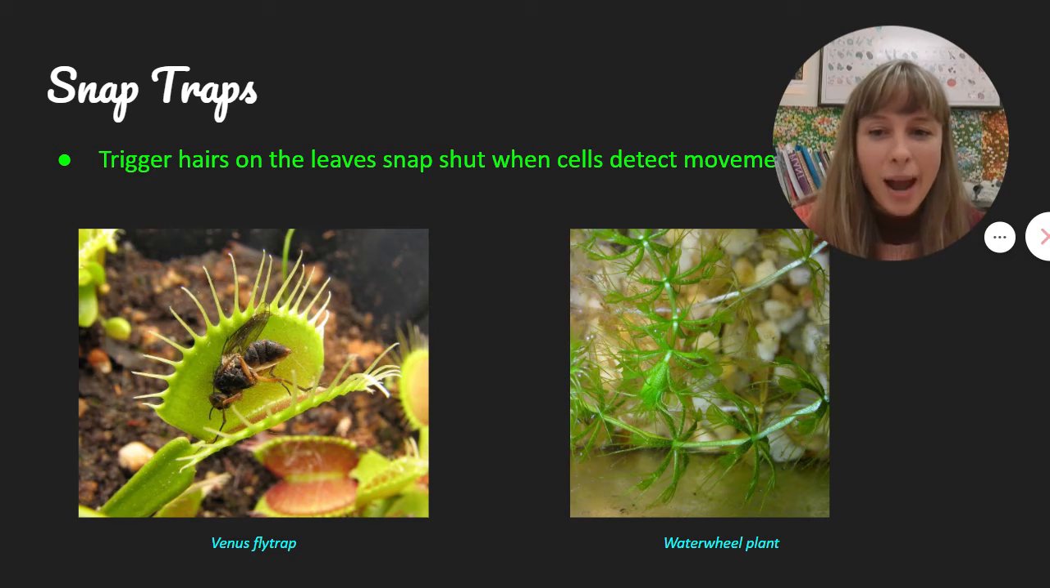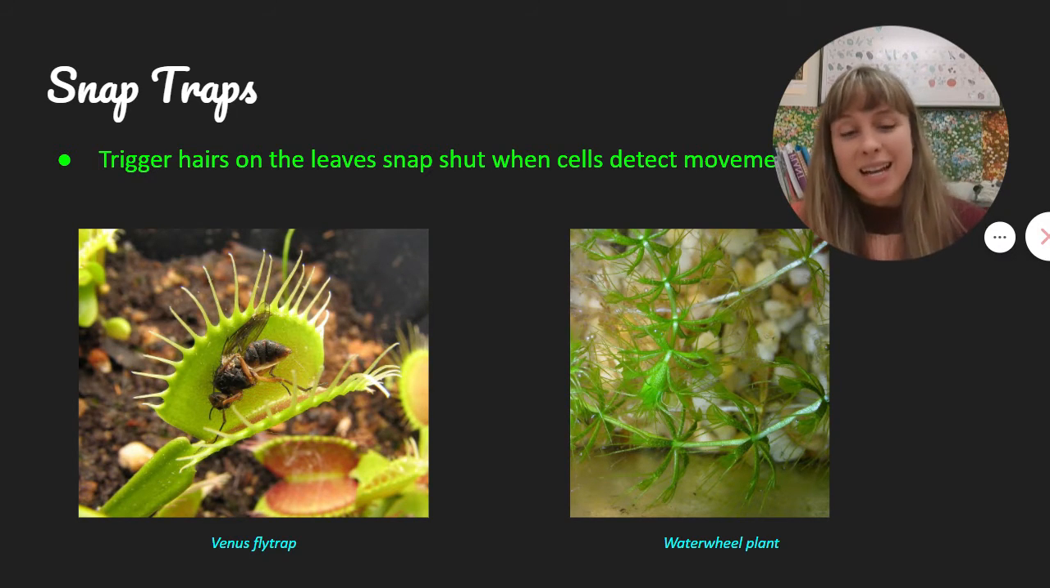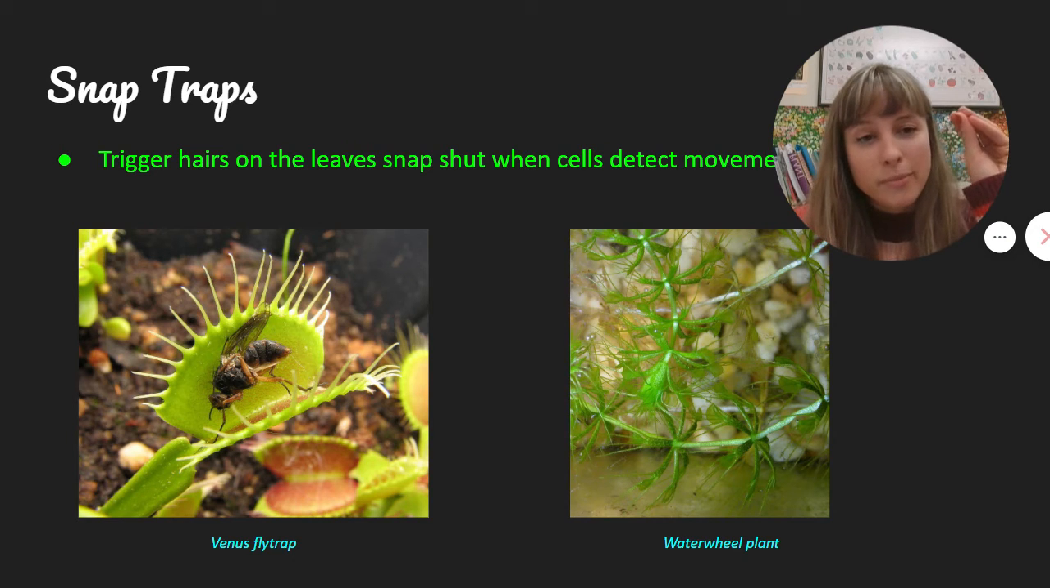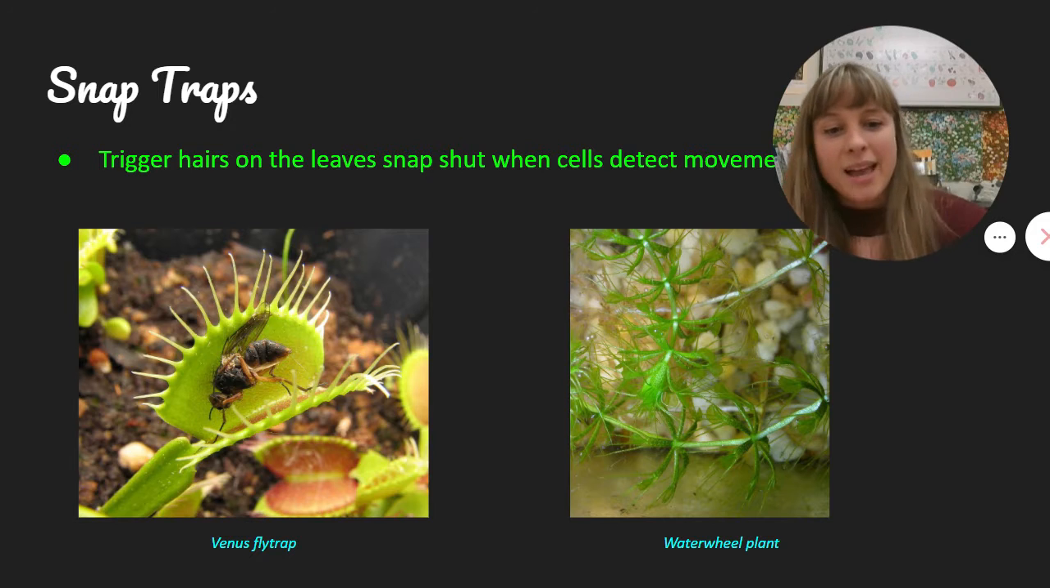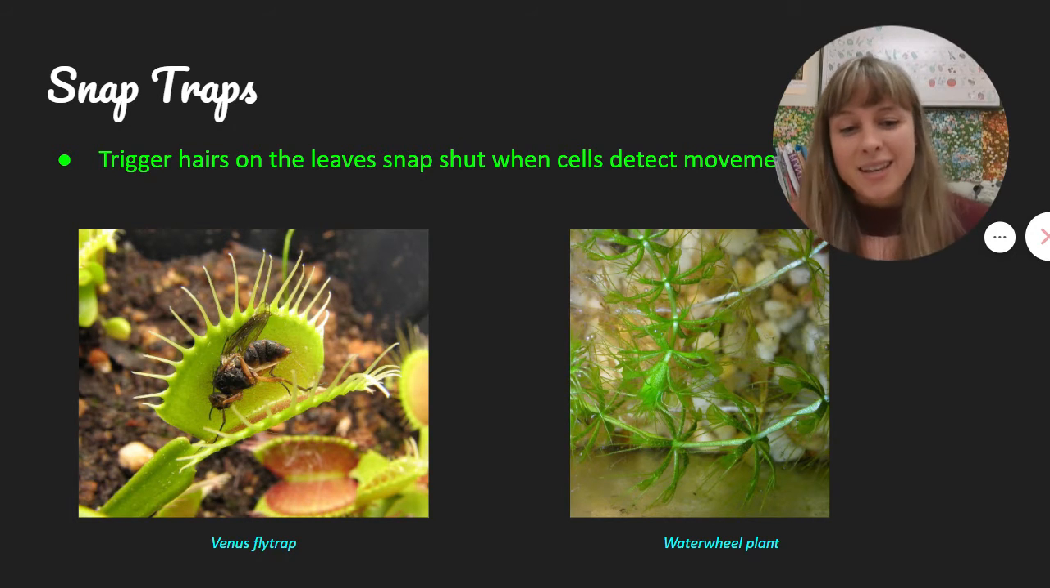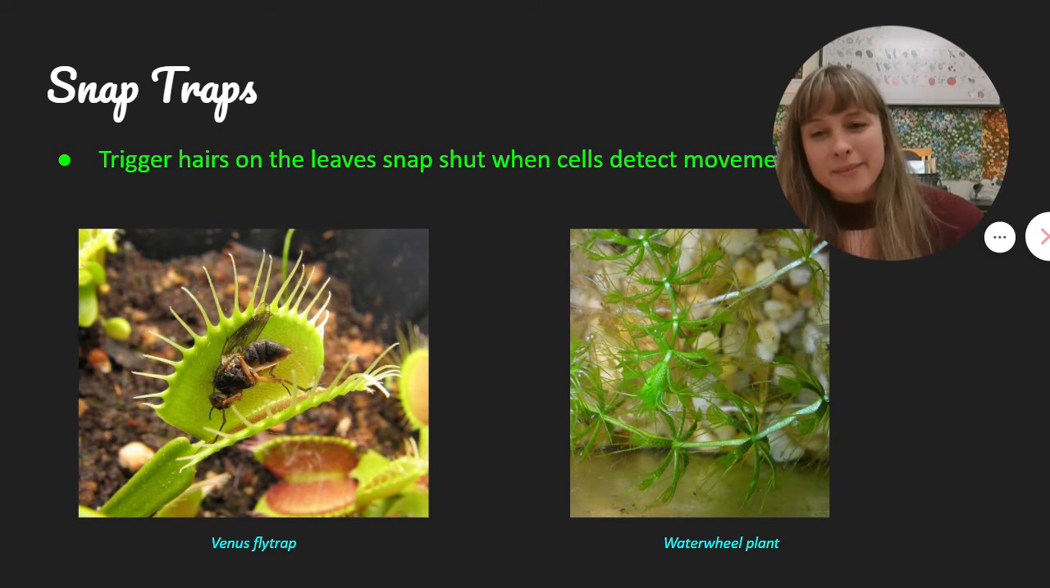There are also snap traps, which I know you know Venus flytraps, and so they can detect the movement. The leaves can detect the movement, the plant can detect the movement, and then it snaps shut. And there's an aquatic version of this called a water wheel plant.